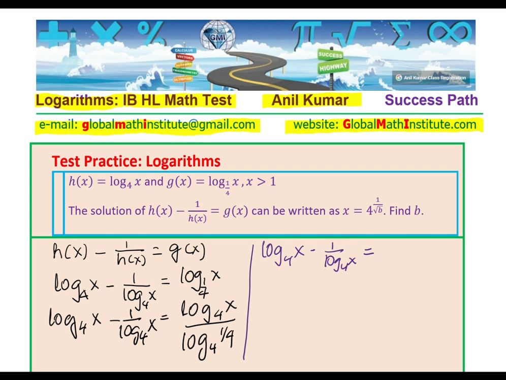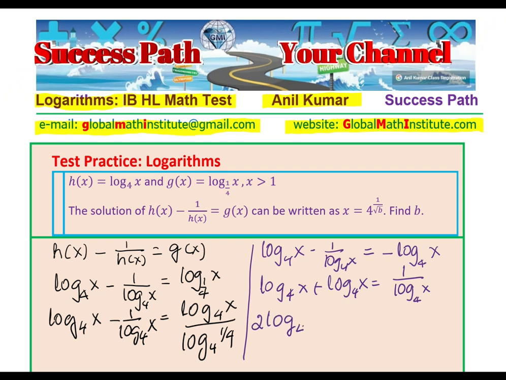Now the denominator, log to the base 4 of 1 over 4, is negative 1, right? So I could write this as negative log to the base 4 of x. Now let's bring log to the base 4 of x to the left side. So we get log to the base 4 of x plus log to the base 4 of x equals 1 over log to the base 4 of x. Now this is 2 log to the base 4 of x, and we have 1 over log to the base 4 of x. Now we have to solve this equation. How are you going to solve? That is going to give us the answer.